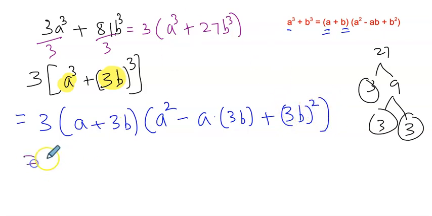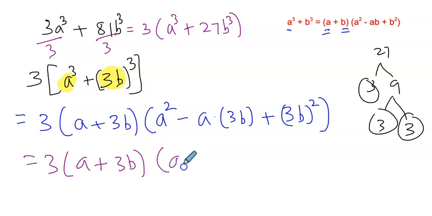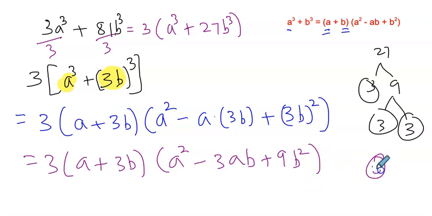Finally, 3 times a plus 3b times a square minus 3ab plus 3 square. 3 times 3 is 9b square. This is your answer. 3 times a plus b times a square minus 3ab plus 9b square. Almost done. Let us see the last problem.